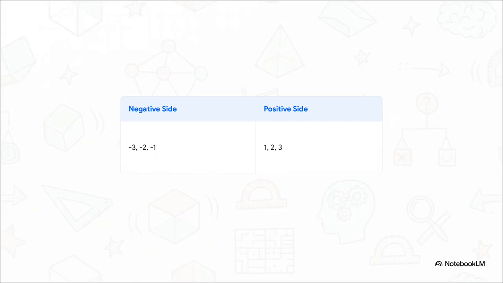So, if you ever run into a problem that mentions an average sum of 0, I want you to immediately picture a perfectly balanced seesaw in your head. The rule for this is absolute. Your negative values on the left side of that seesaw must perfectly cancel out the positive values on the right side. In a completely symmetrical example, negative 3, negative 2, and negative 1 precisely balance out positive 1, positive 2, and positive 3. The sum is exactly 0.